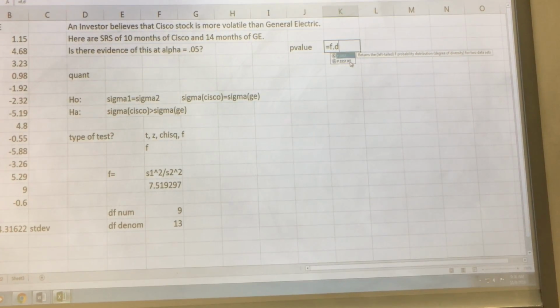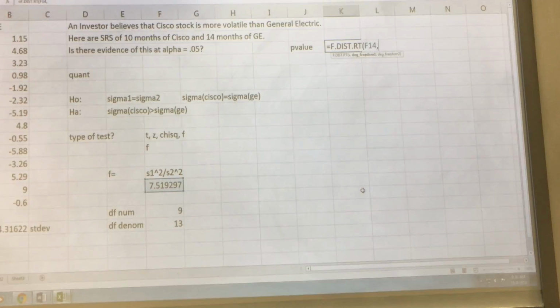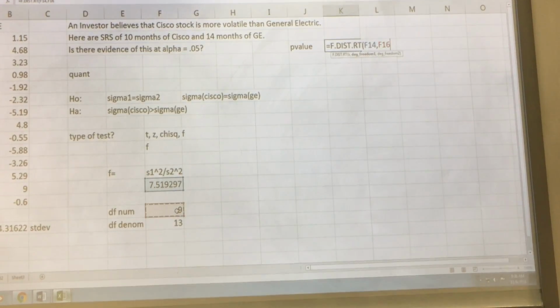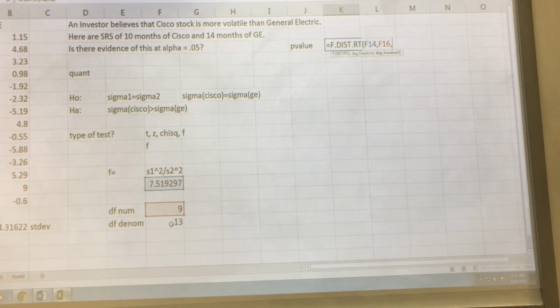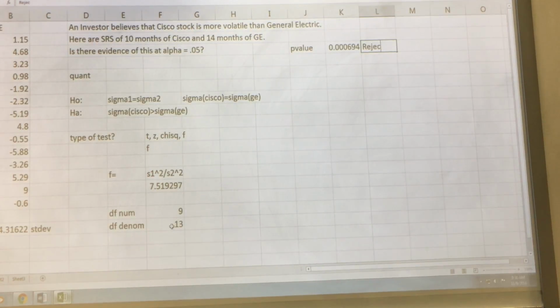Can you do a two-tailed test? Not on F. Because, why not? It's not symmetrical. Okay? What do I put in for my X? Your F score. My F score, 7.51. Degrees of freedom of the numerator, 9. Degrees of freedom of the denominator, 13. Boom. What does that give me? Rejection. That also says reject, right?